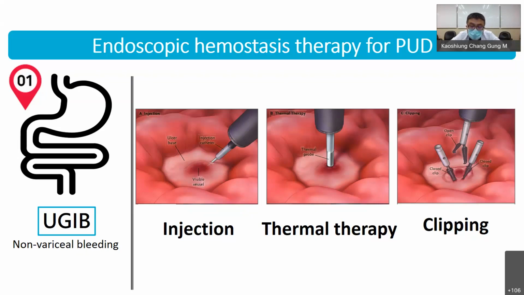The right side picture is the mechanical clipping method. If patients have a big wound or big vessels, we cannot use thermotherapy. We can use clipping. As you see, this is mechanical clipping and the most useful way for us to treat high risk peptic ulcer bleeding patients.